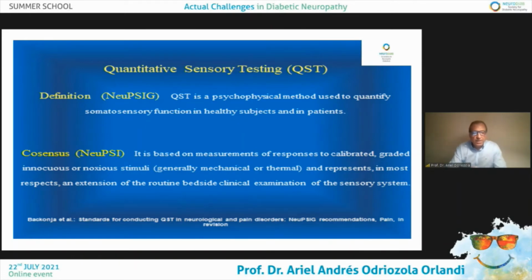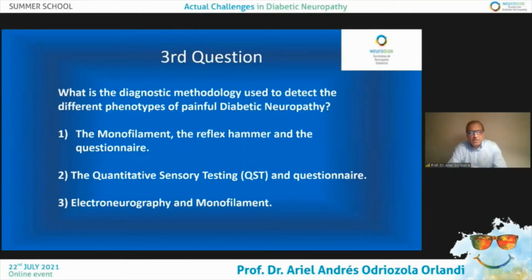My third question is, what is the diagnostic methodology used to detect the different phenotypes of painful diabetic neuropathy? First, the monofilament, the reflex hammer, and the questionnaire. Second, the quantitative sensory testing and questionnaire. And third, electroneurography and monofilament. Okay, so we are expecting the audience to share the answer.